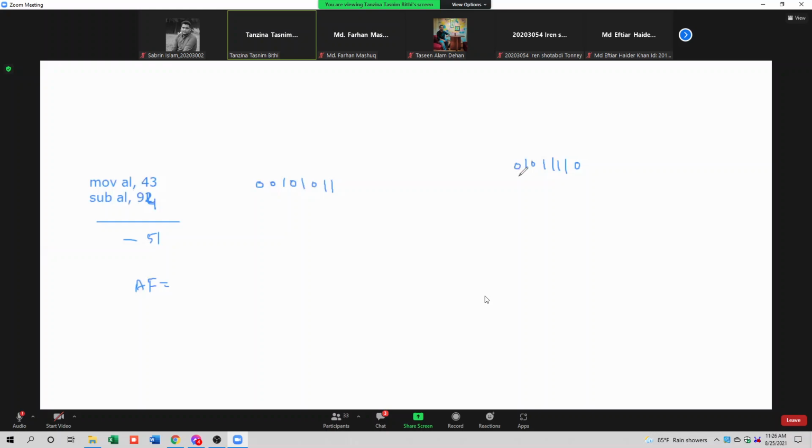So what is the 2's complement of 94? The 1's complement is 1 0 1 0 0 0 0 1, and plus 1, that is 1 0 1 0 0 0 1 0. So this is minus 94. So we'll add minus 94 with 43.